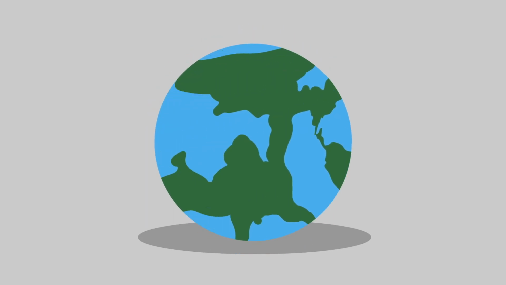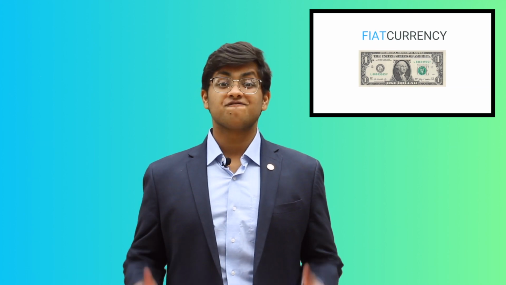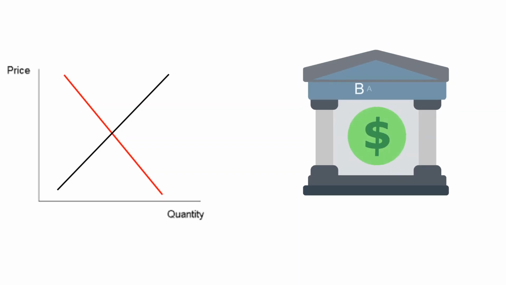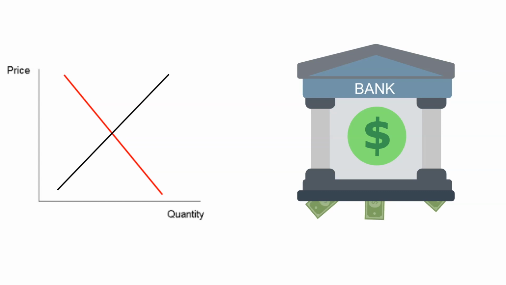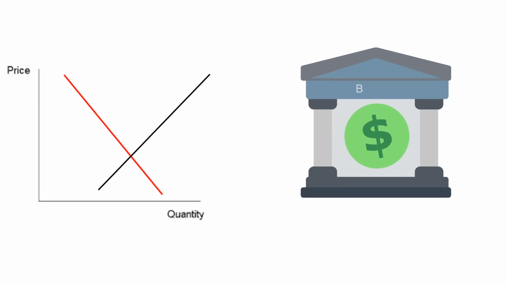To prevent foreign countries from leaching gold out of the US Treasury, President Richard Nixon decided to abolish the gold standard in 1971. This means that the US dollar is no longer backed by anything. It became what we call now fiat currency. So the United States government started pumping more and more money into the US economy. As the quantity of dollars increased, the value of each dollar decreased.